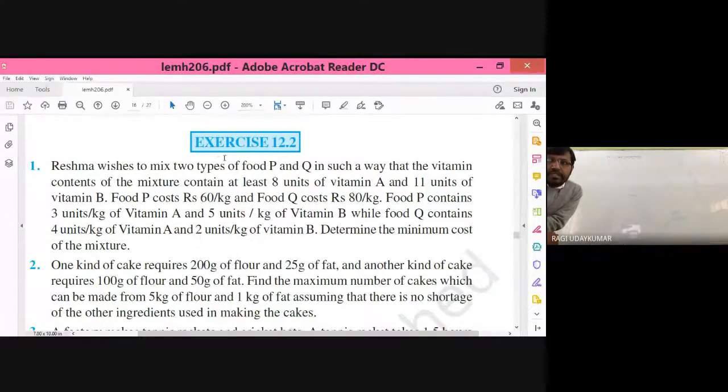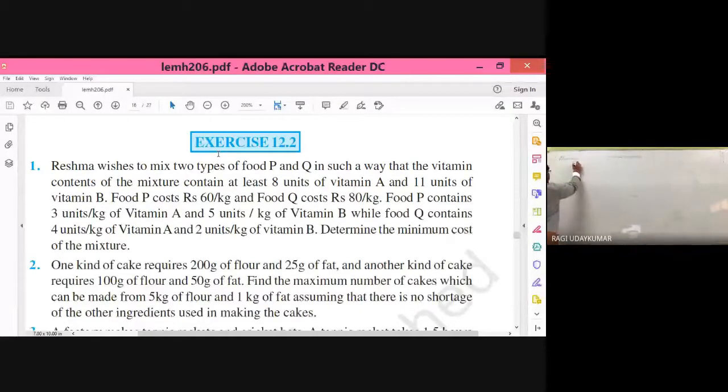Reshma wishes to mix two types of food, P and Q, in such a way that the vitamin content of the mixture contains at least 8 units of vitamin A and 11 units of vitamin B. Food P costs 60 rupees per kg and food Q costs 80 rupees per kg. If food P contains 3 units of vitamin A and 5 units of vitamin B, while food Q contains 4 units of vitamin A and 2 units of vitamin B, determine the minimum cost of the mixture.